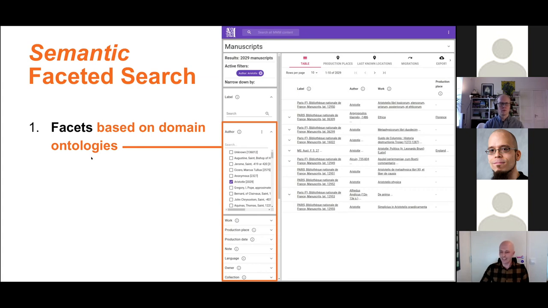And on the right, you can see an example of an ontology of historical people where each person has been given a unique identifier, and we can use that domain ontology as a very effective filter for the search results.